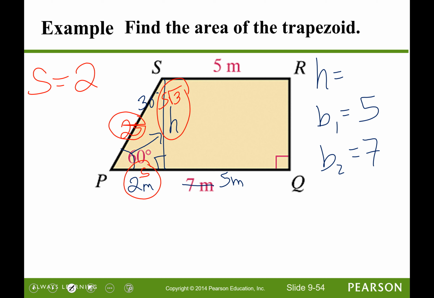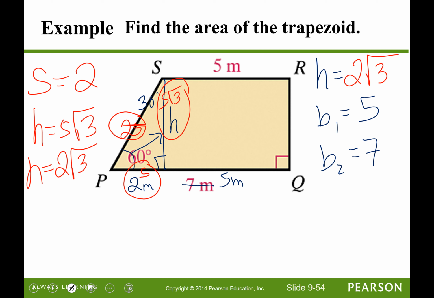So we are interested in h, which is equivalent to s radical 3, and s we now know is 2 meters. Multiply that by radical 3 to get the height. We did it! We have the height as 2 radical 3. We now have the three variables we need, h, b sub 1, and b sub 2, to plug into our formula and find the area of this trapezoid.